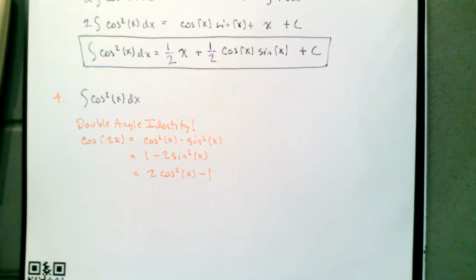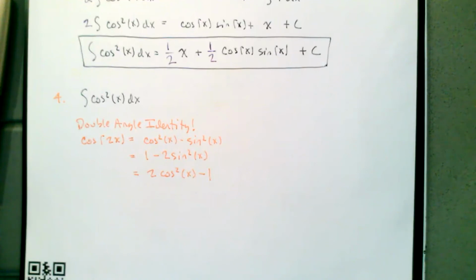What we can do is solve this identity for cosine squared, and then instead of integrating a power of cosine, I can just get away with integrating cosine of 2x, which is just going to be a 1/2 sine of 2x.